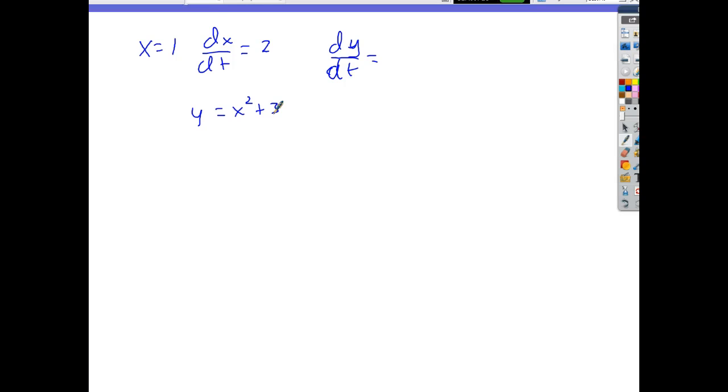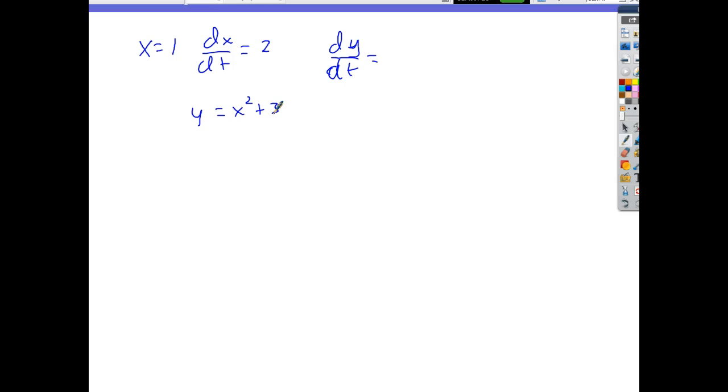Okay, so then I have to differentiate it. How do I differentiate this? So y equals x squared plus 3. Okay, so you're writing that equation. I'm going to take the derivative with respect to time. Why time, Carolyn? Because that's what I'm looking for.